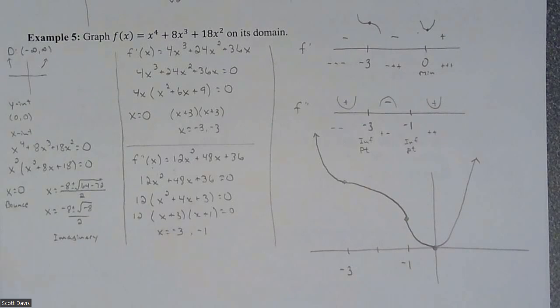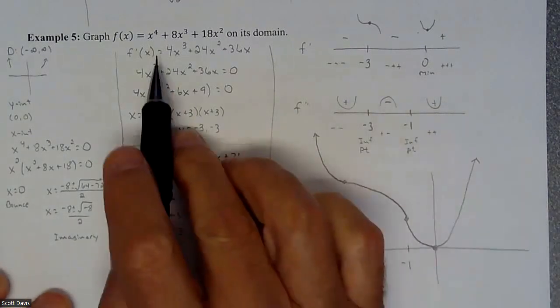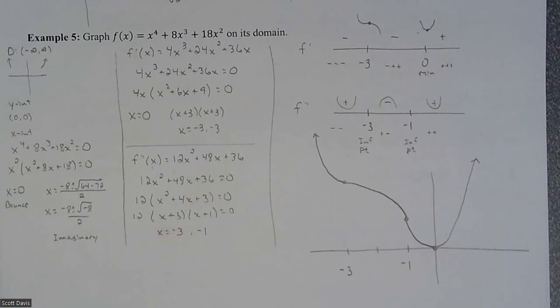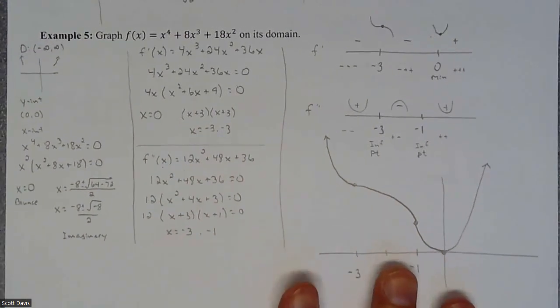If I really wanted some more accuracy to it, I would be taking those numbers and plugging them in and seeing what the y values that go with them are, and then I could really plot that out very nicely. So that's using the first derivative, second derivative, and some pre-calc to kind of put all the pieces together and get a lot of information about that graph.